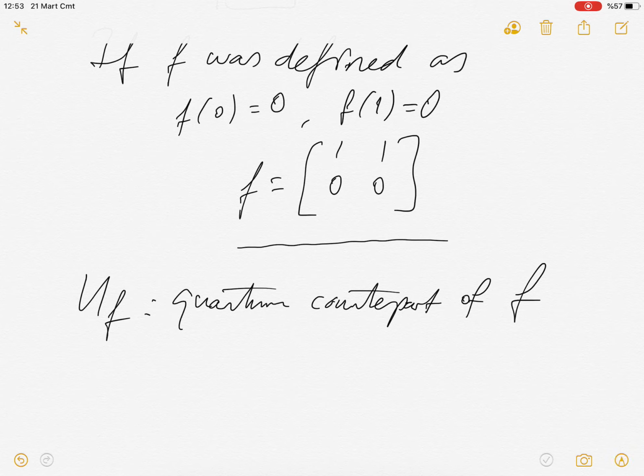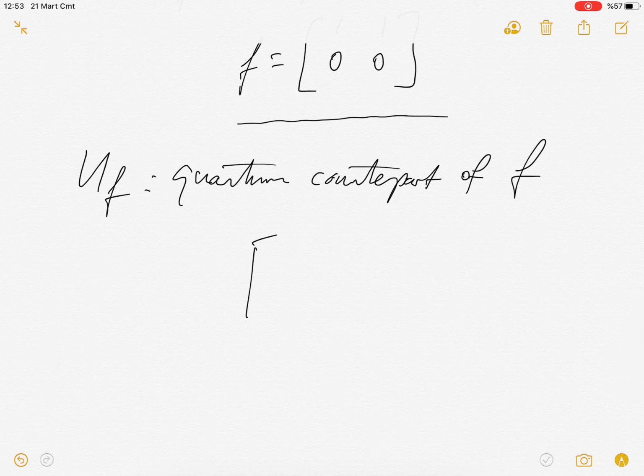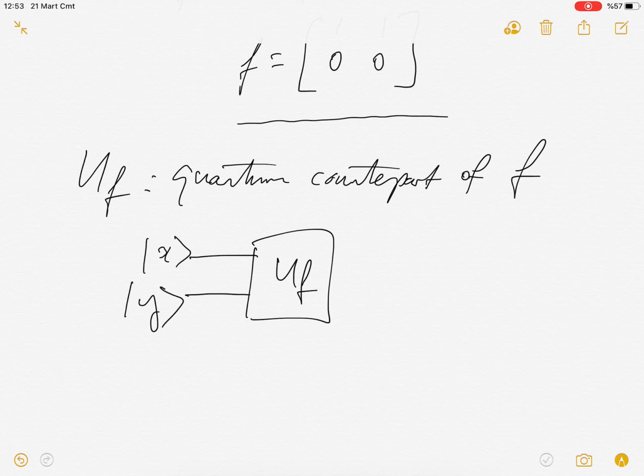Now, U_f will be given as an oracle, and it will have 2 inputs and 2 outputs. It will be given in the form of a black box like this. It will have 2 inputs, ket x and ket y. The first qubit x is the qubit that we want to evaluate, and y here controls the input. And then in the output we have x, and the second qubit of the output will be y XOR f(x).